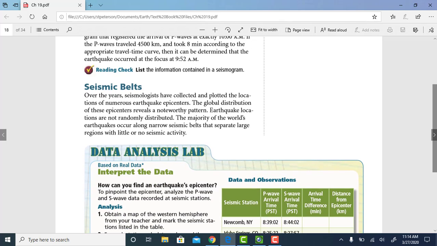Seismic belts. Over the years, seismologists have collected and plotted the locations of numerous earthquake epicenters. The global distribution of these epicenters reveals a noteworthy pattern. Earthquakes' locations are not randomly distributed. The majority of the world's earthquakes occur along narrow seismic belts that separate large regions with little to no seismic activity.